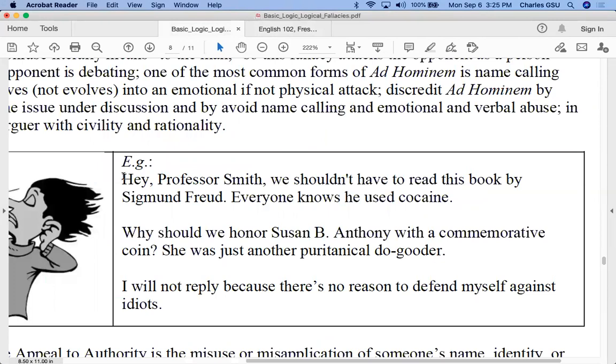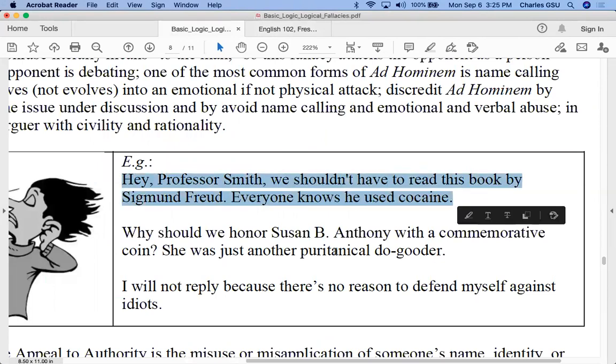Here's a couple of examples of ad hominem. Hey, Professor Smith, we shouldn't have to read this book by Sigmund Freud. Everybody knows he used cocaine. Okay, yes, it's true. He used cocaine, but in the late 1800s, as well as the early 19th century, many people used cocaine because it was not only fairly easy to get, but we didn't at the time understand just how addictive it was.